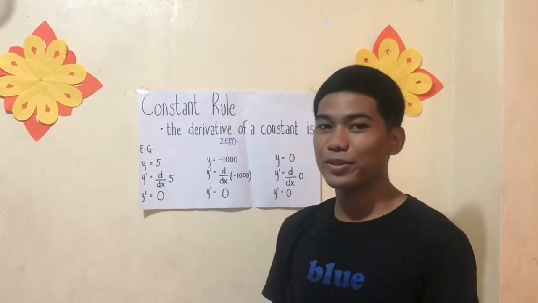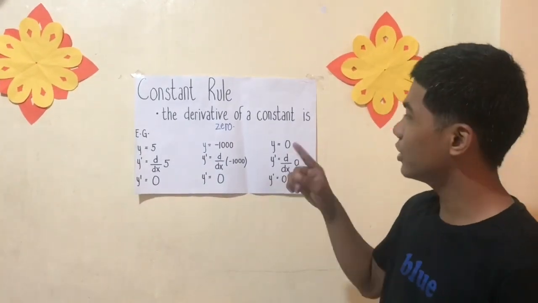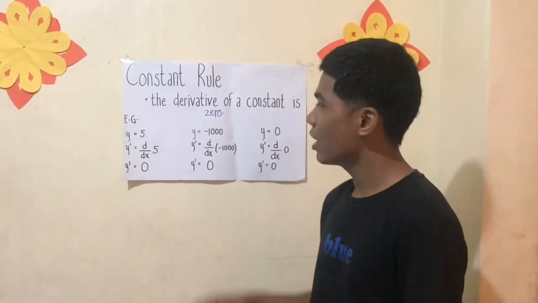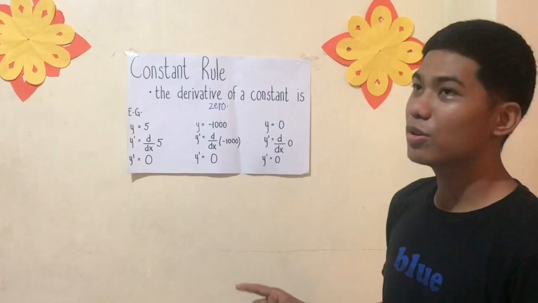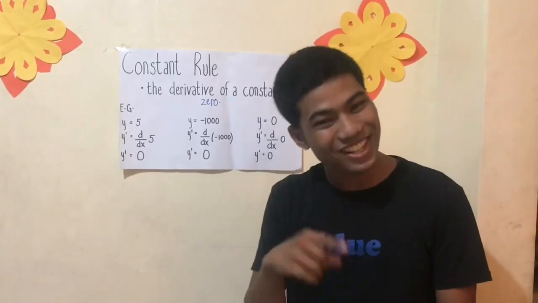So I'm here to explain the constant rule. The constant rule states that the derivative of a constant is 0. So number 1, y equals 5. Now I'm going to explain each of the constant rule examples.